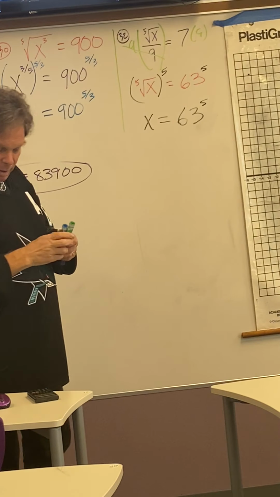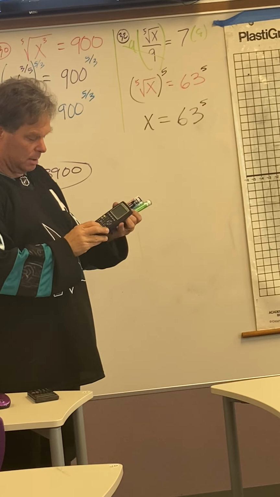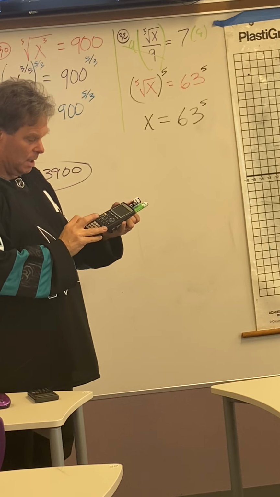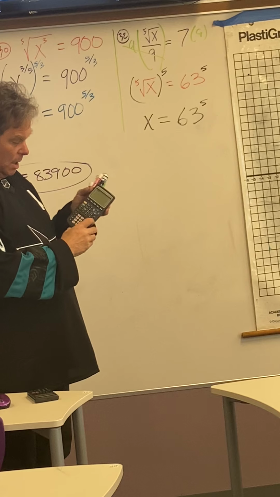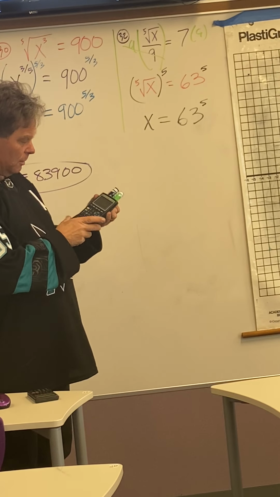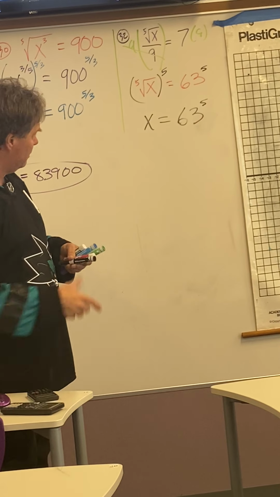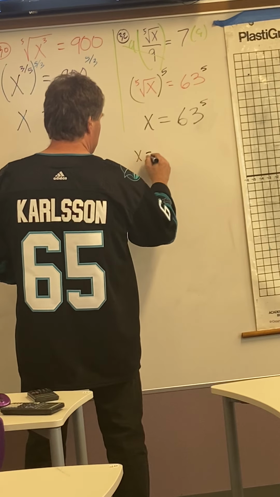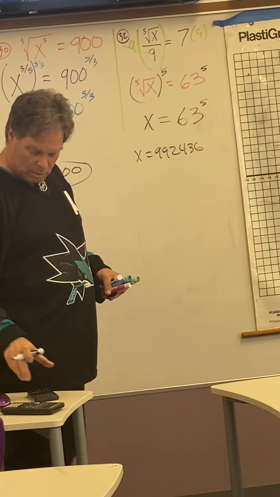So I just have to say, what is 63 to the 5th? I'm going to do it on this one just so you guys can see how this one works. This is the one that has the caret. So I'm just going to do 63 caret raised to the 5th power equals, and it's 992,436. I don't even know how big this number is. 992,436.